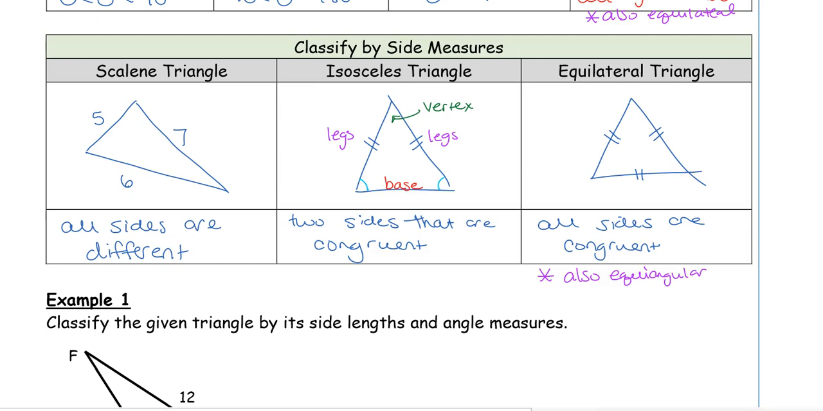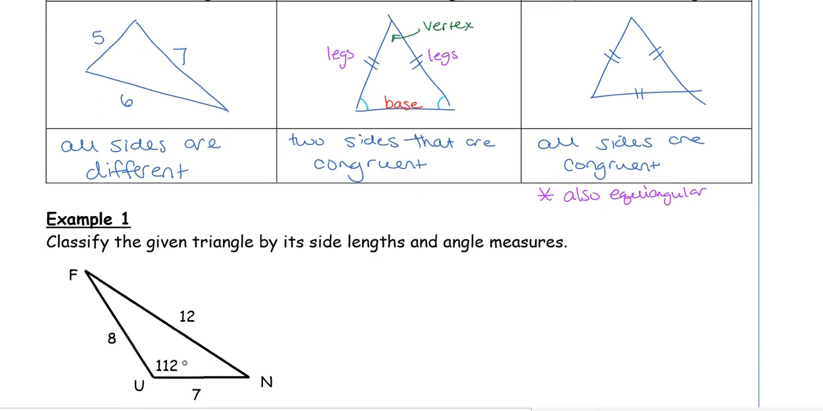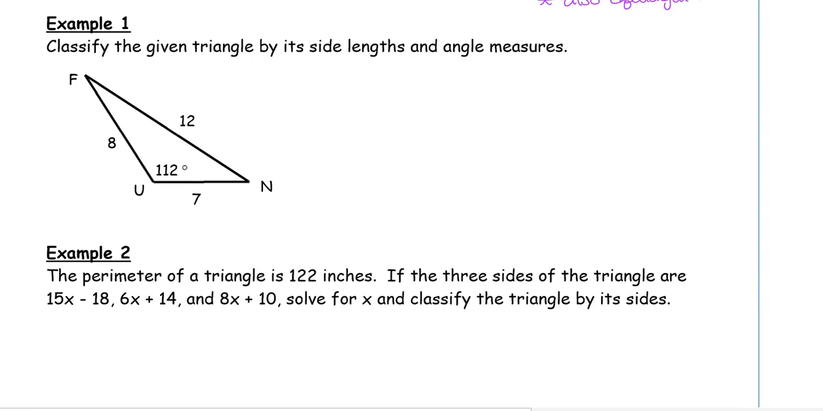All right, so let's go ahead and use this information to solve. Or actually, we're going to start by classifying. So we have our triangle. We want to classify the triangle by its side lengths and angle measures. When we are classifying or naming a triangle, we can always name it in two ways, one by the sides and one by the angles, depending on what we're given. If we're only given side lengths, then we can only classify by sides. If we're only given angles, we can only classify by angles.